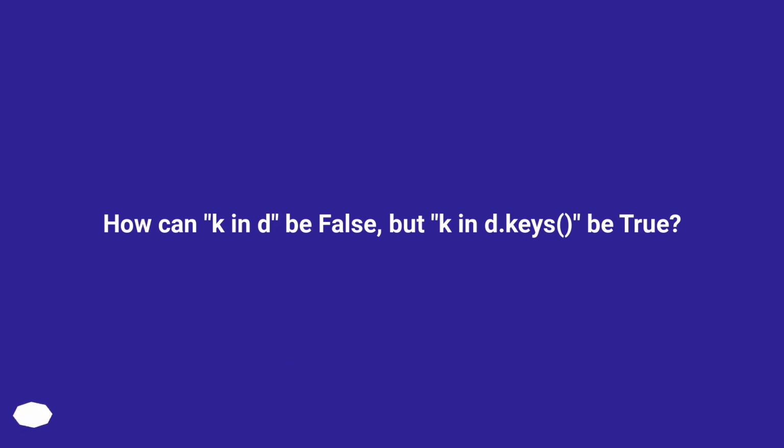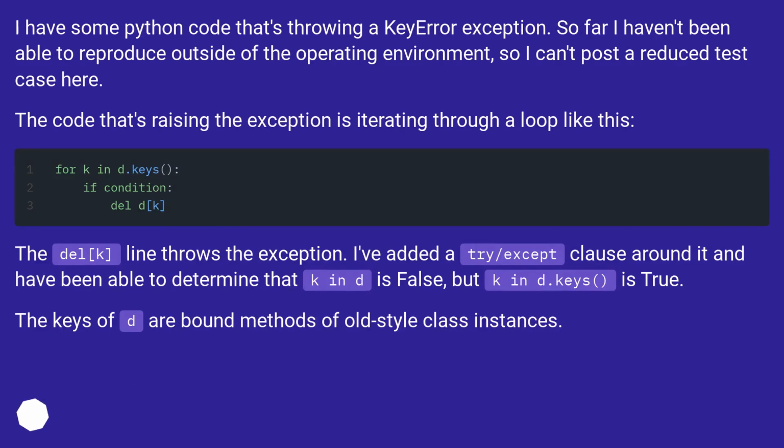How can "k and d" be false, but "k and d.keys" be true? I have some Python code that's throwing a key error exception. So far I haven't been able to reproduce it outside of the operating environment, so I can't post a reduced test case here. The code that's raising the exception is iterating through a loop like this.